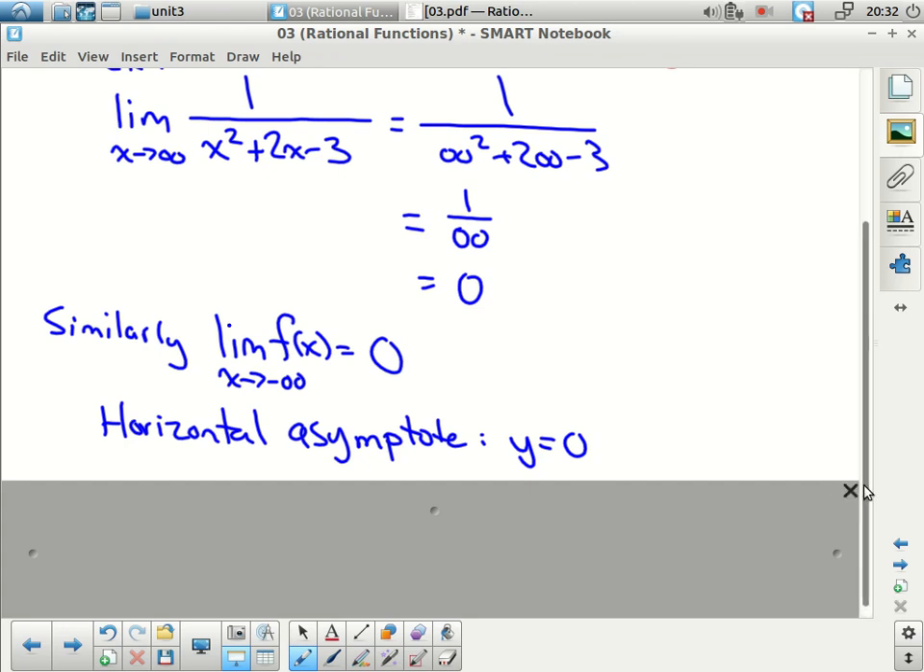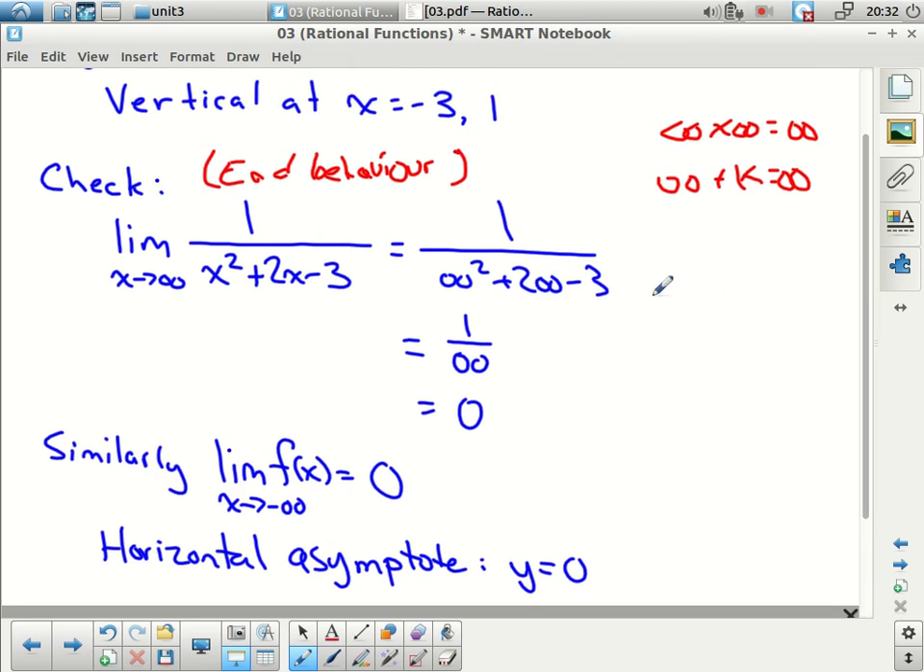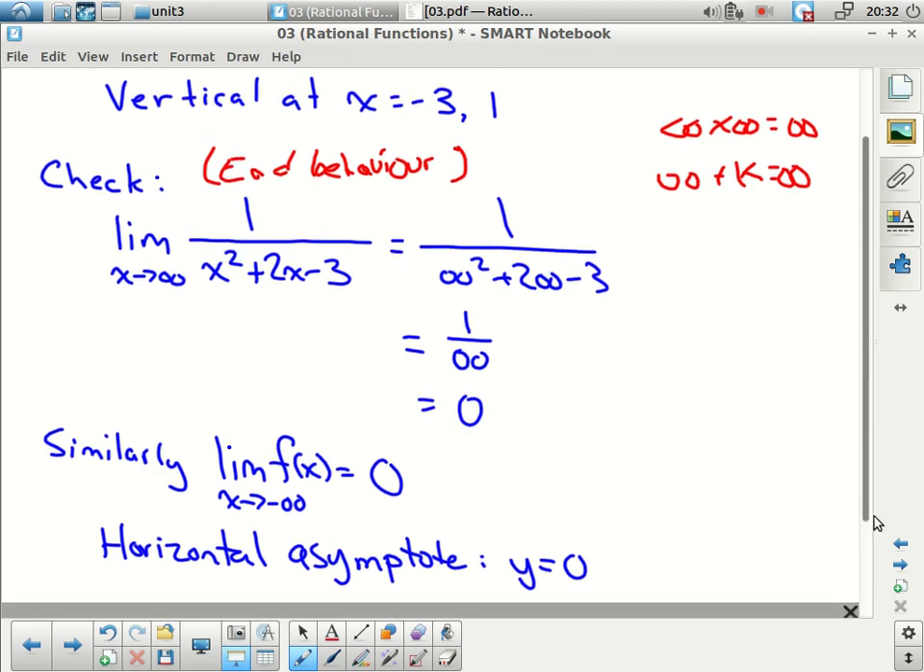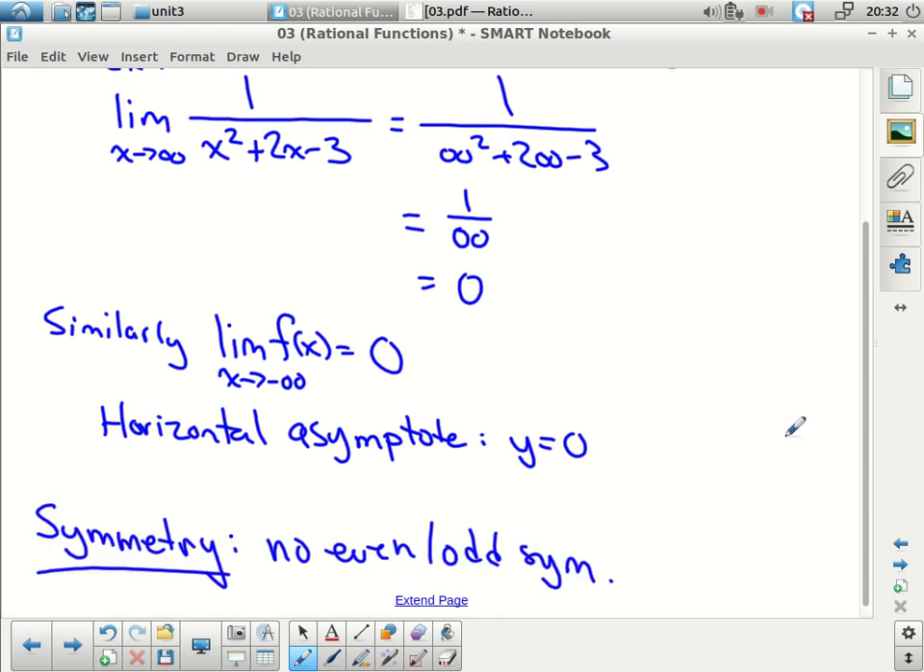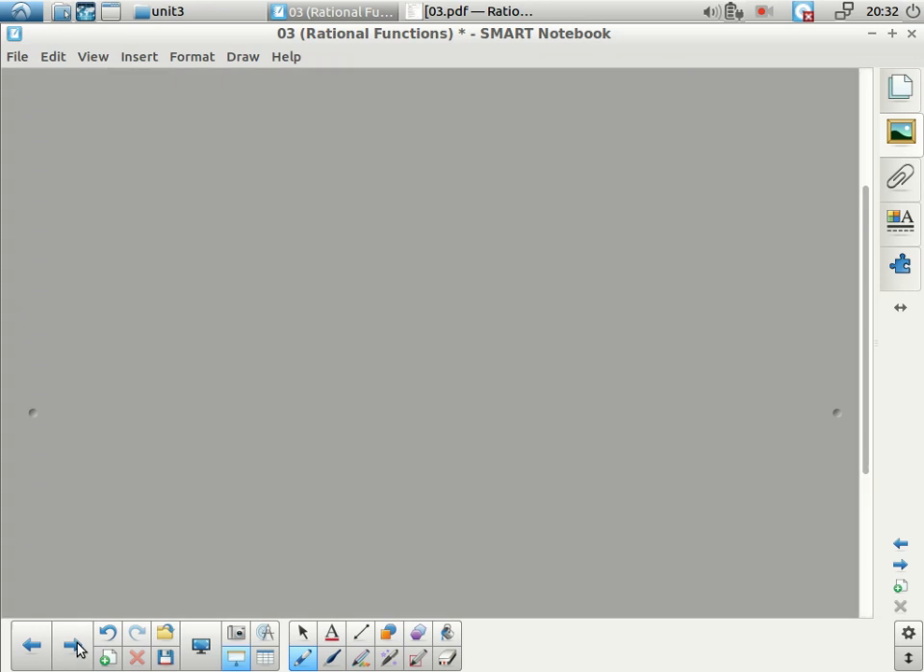Next thing on the list is symmetry. Again, won't go too far into this, but if you do your test and plug in negative x and see what happens, you will find it does not have even or odd symmetry. So it's not balanced around the origin or the y-axis.